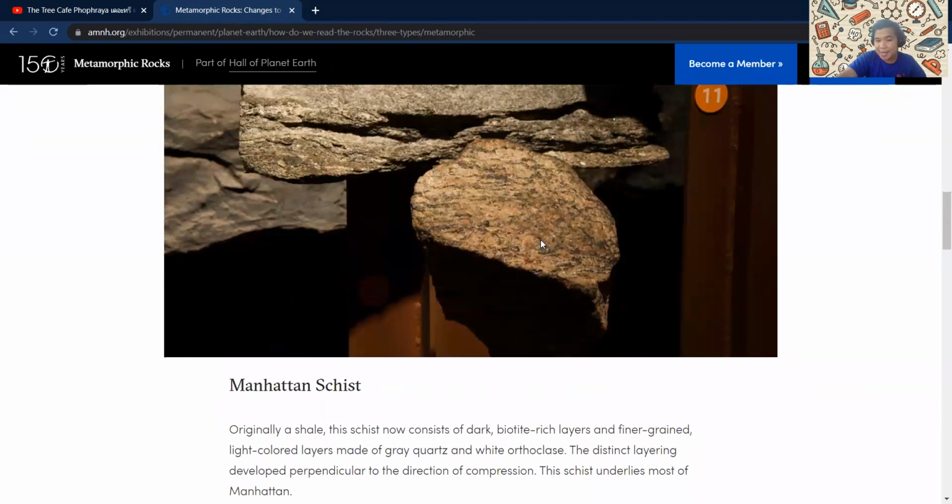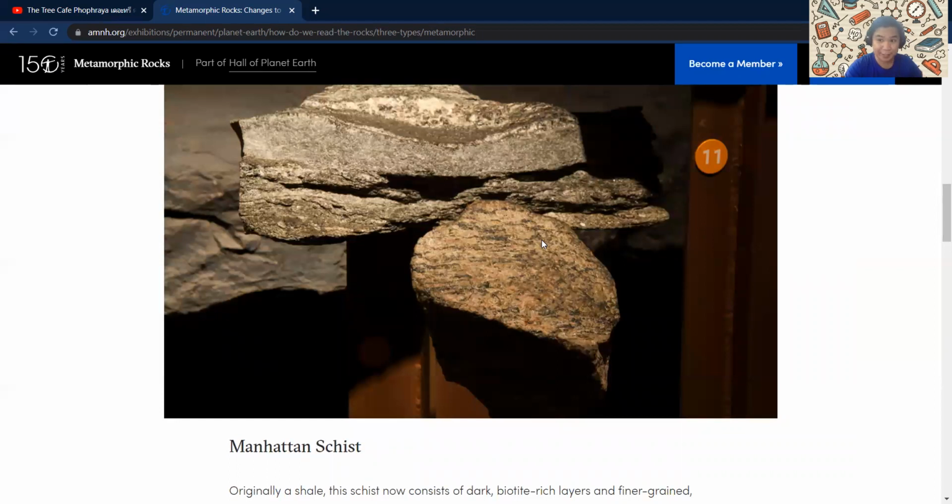Oh, this is a Manhattan schist. Originally a shale, this schist now consists of dark biotite-rich layers and finer grained light-colored layers made of gray quartz and white orthoclase. The distinct layering developed perpendicular to the direction of compression. This schist underlies most of Manhattan. That's why it's called Manhattan schist, because it's a rock found under a city in America. The name of the city is Manhattan.